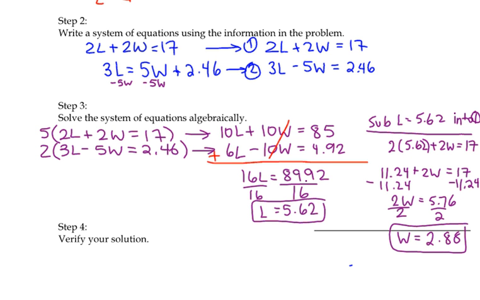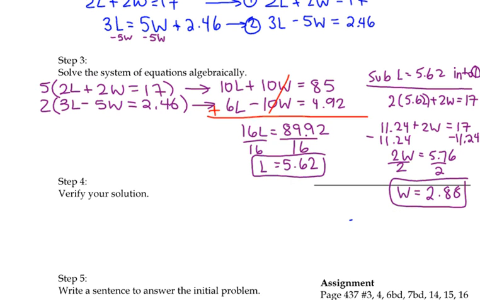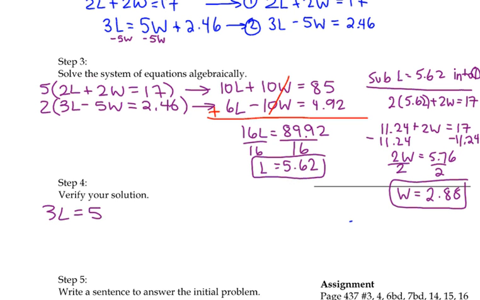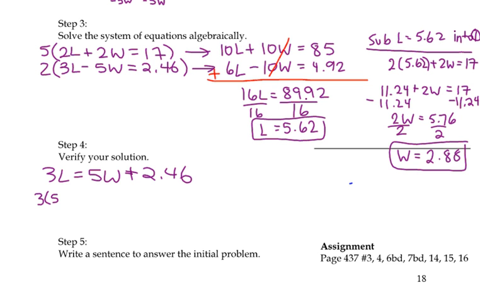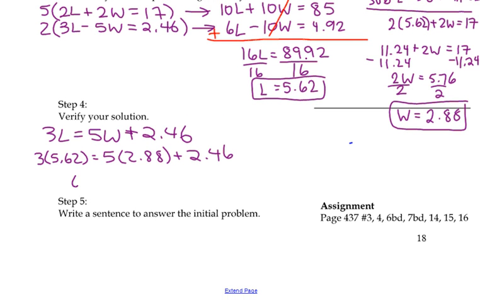There you go. Now if I use 1, I have to check with 2 and always go to the original 2. The original 2 was 3L equals 5W plus 2.46. Always the original when you do your check. 3 times 5.62 has to equal 5 times 2.88 plus 2.46. This is where a calculator is helpful. 16.86, and then 16.86. Just going to check. Good?